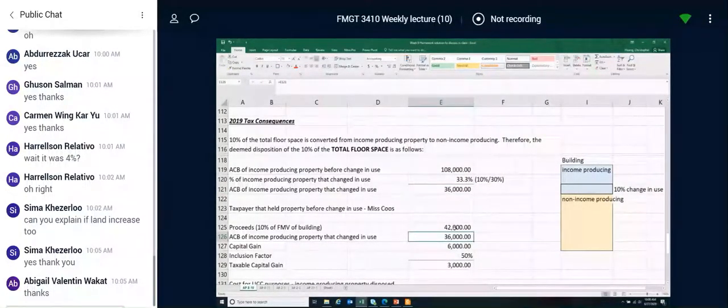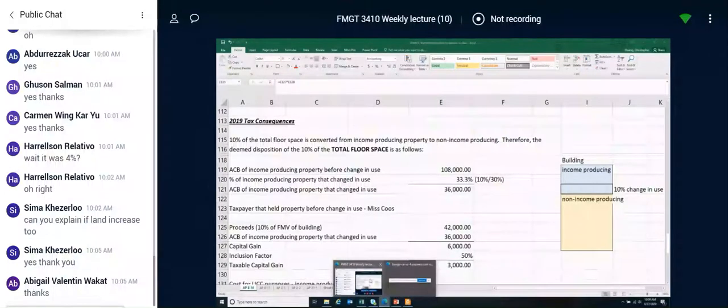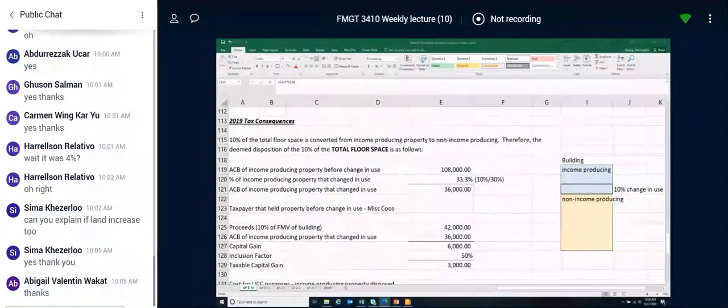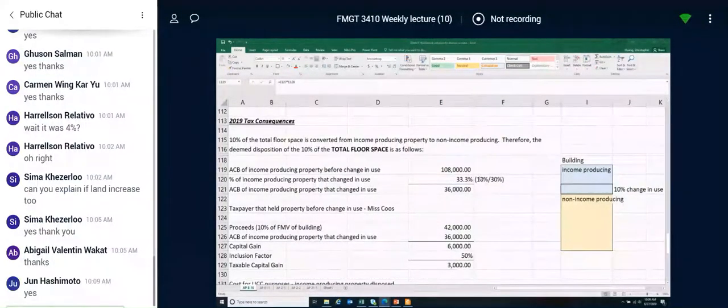They tell you that the fair value of the building increased to 420. So 10% of 420 is 42. You're going to end up with a capital gain of 6,000, taxable capital gain of 3,000. Okay? Does that make sense? Because this is considered a tricky part. Like a lot of people could screw this part up. It's 1/3 of the income producing property that is changing in use. Okay.